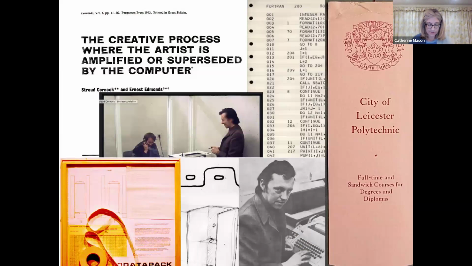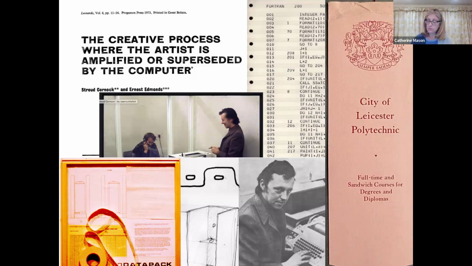Well, also at Computer Graphics 70, there was a symposium of papers given by members, and among these was a very prescient paper and a demonstration by two CAS members, Stroud Cornuck and Ernest Edmonds from the University of Leicester. In this, they addressed an issue that was becoming very important at this time, and that is the implications of the role of the artist in the computational age. In fact, their big question was, would the artist in the future have any role at all? And as you can see here, their paper addressed the point, is the artist amplified or superseded by the computer?